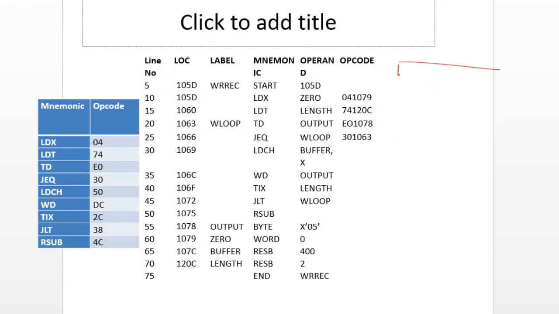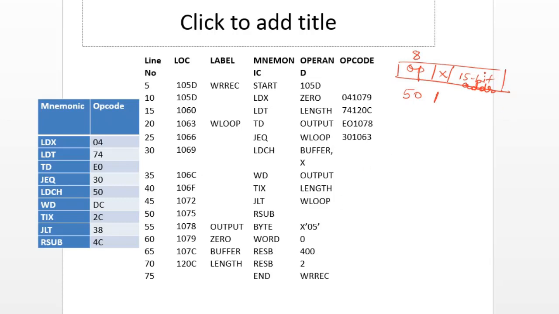We have the instruction format something like this. We have 8 bits of opcode, 1 X bit, and then we have 15-bit displacement. 15-bit address, sorry, not displacement, it is address, right? So what is the 8-bit opcode? LDCH is the instruction. Its 8-bit opcode is 50. And comma X is there. That indicates that this is an indexed addressing mode. When we have indexed addressing mode, the X bit will be 1.